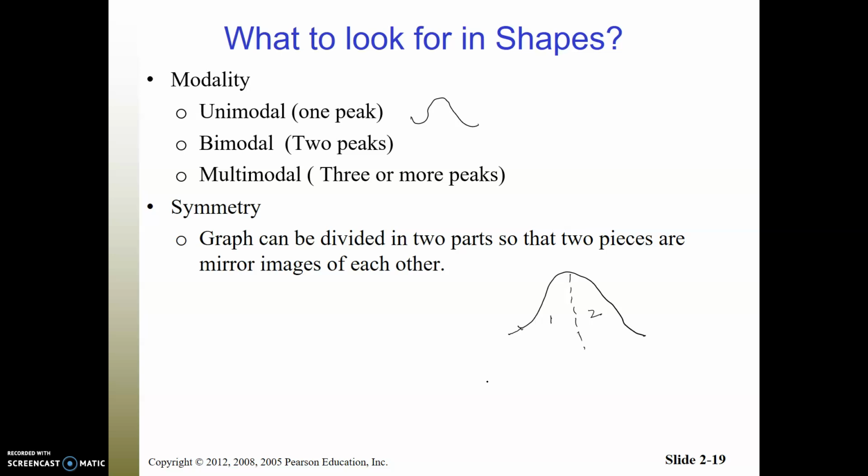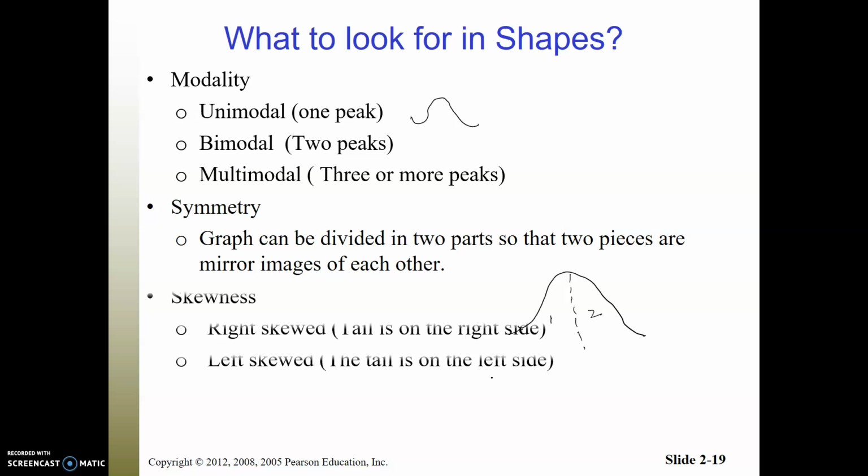And the last thing we need to look for is the skewness. Which side is the tail? If the tail is on the right side, then we call this a right skewed distribution. I have shown you in the previous slide. This is the tail of the distribution. And if the tail happens to be on the left side, like this, then this is called a left skewed distribution. So you need to see skewness, which means which side the tail is on. If the tail is on the right side, it's called a right skewed distribution. If the tail is on the left side, it's called a left skewed distribution.